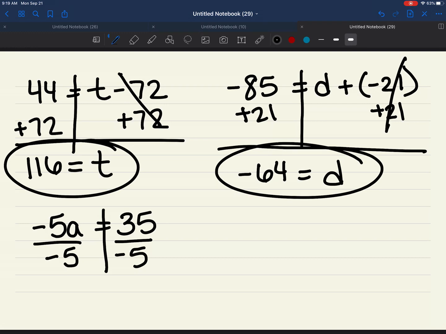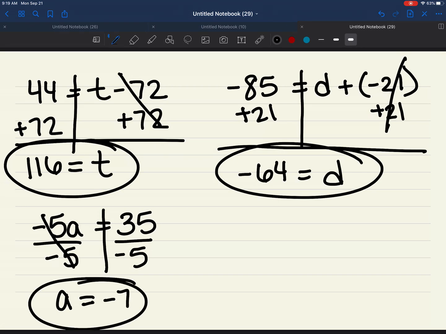Now, yes, on addition and subtraction, you're always using the opposite sign, but that's because they're different operations, all right? So those cancel. I would get a is equal to what? Negative 7. There's an easy way to check that. Is negative 5 times negative 7 positive 35? Yes. Okay. So let's say you made a mistake and you divided by positive 5 and you got a is equal to positive 7.